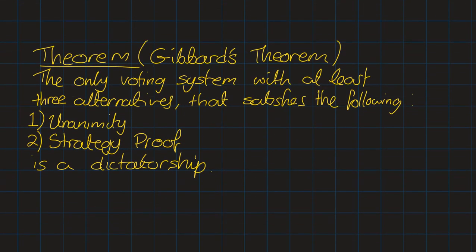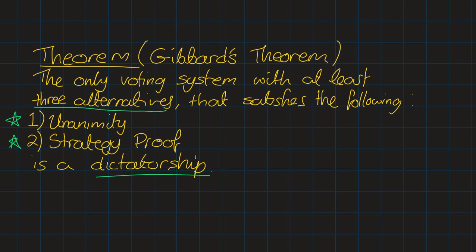The theorem states the only voting system with at least 3 alternatives that satisfies the following, unanimity and strategy proof, is a dictatorship. So if you recall, unanimity is the fairness principle that means if every single voter votes exactly the same way, then that's the outcome of the election. And strategy proof means that it's impossible to tactical vote. There's never an opportunity to tactical vote.